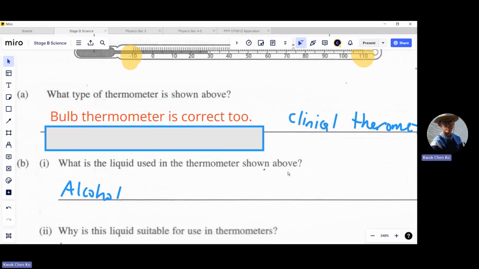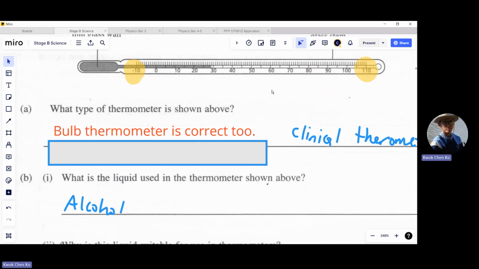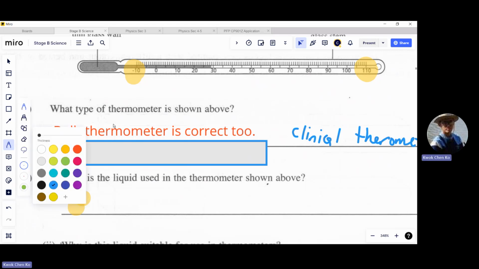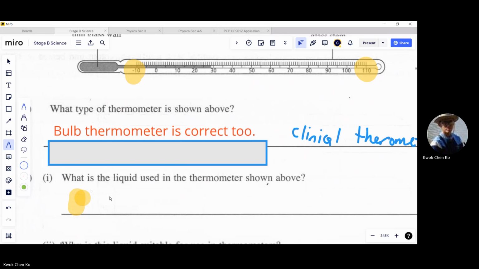No, I forgot something too. I was tricked, you can't use alcohol. So it's mercury. Yeah, it's mercury. Why? How are you tricked? Fine, you look at the scale. You know, right? Yeah, don't worry.